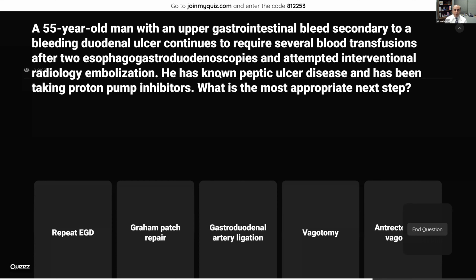Repeat EGD, Graham patch repair, GDA ligation, vagotomy, or antrectomy with vagotomy.